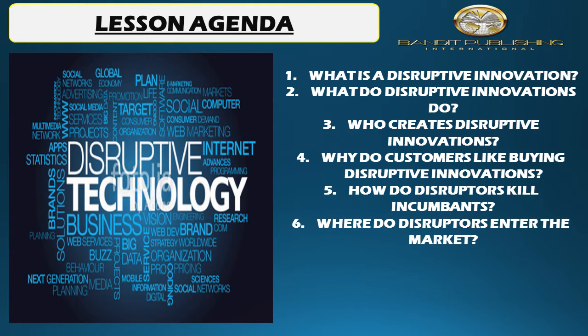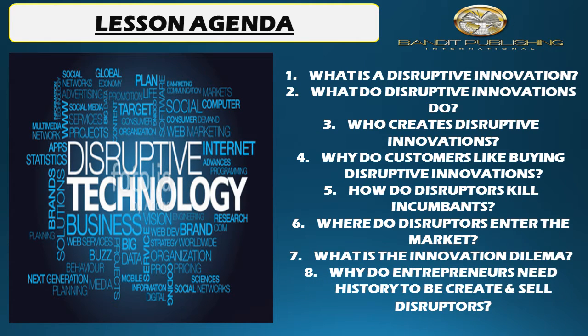And incumbents are basically the company that's already there, that's established. Where do they enter the market? That's also known as a beachhead, meaning who are the first customers that usually start buying disruptors? What is the innovation dilemma? And why is history important in the creation and the invention or dreaming up the idea for a disruptive innovation? How does history play into the innovation process?